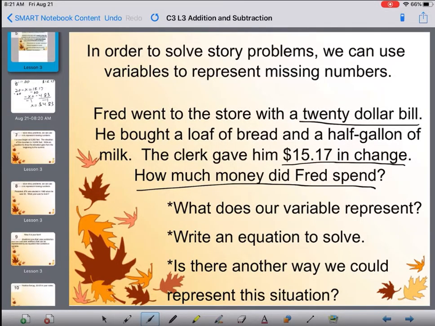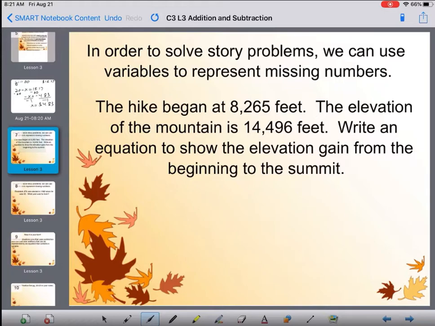Continuing on with our story problems. All right, so here we have a hike that began at 8,265 feet. That'd be crazy. Everest is 29,000 feet, so we're not going to start at 82,000 feet. So the elevation of the mountain is 14,496 feet. We're writing an equation to show the elevation gain from the beginning to the summit.